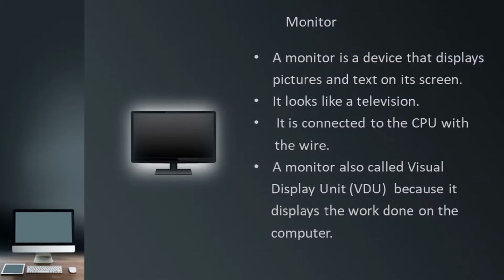Monitor. A monitor is a device that displays pictures and text on its screen. It looks like a television. It is connected to the CPU with a wire. A monitor is also called Visual Display Unit, VDU, because it displays the work done on the computer.